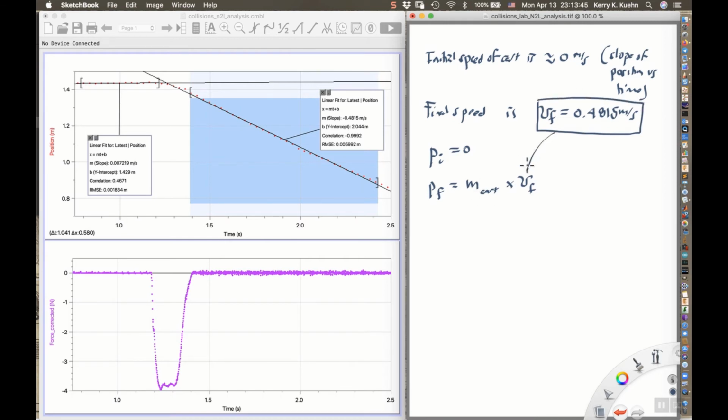equal to the mass of the cart times the final velocity, and the final velocity was 0.4815 meters per second. So I'll plug it in right there, and using the mass of the cart, which I'll have to mass, I can find the final momentum. Now the question that we're asking here is, does Newton's second law describe what's going on? What's happening?